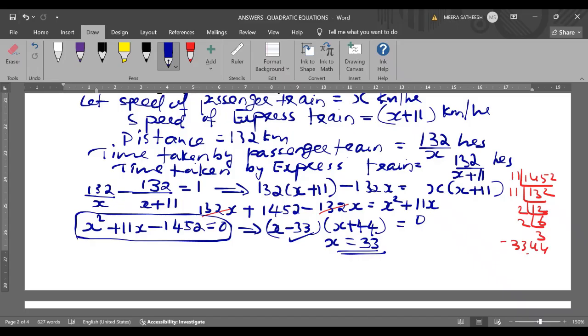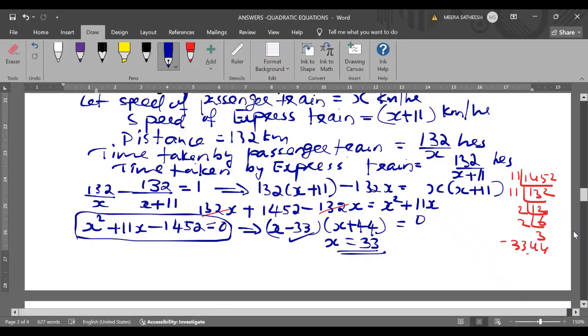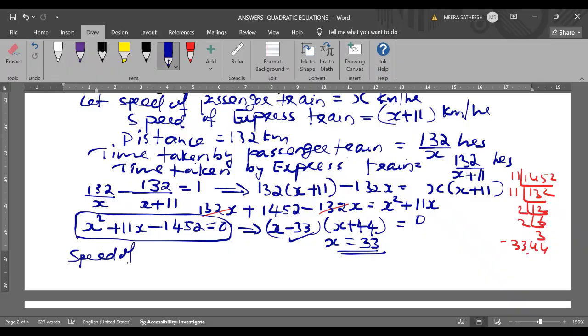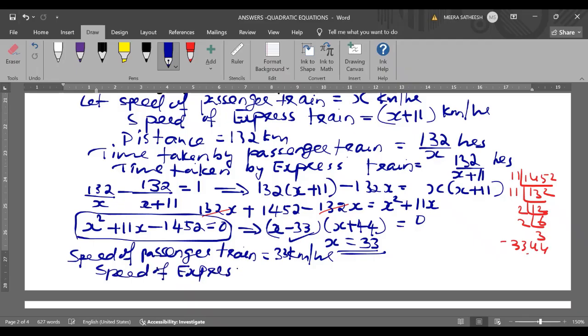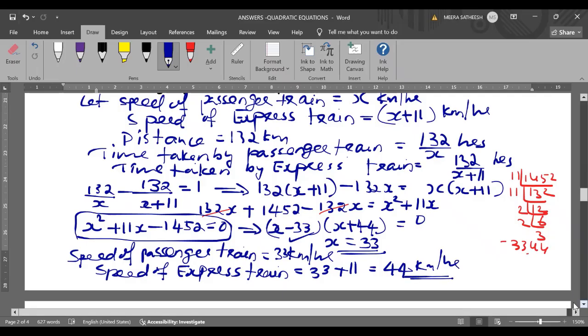So x is the passenger train. So express train will be plus 11, so 44. So speed of the passenger train is 33 kilometer per hour. Speed of the express train equal to 33 plus 11, 44 kilometer per hour. That's all. Next one.